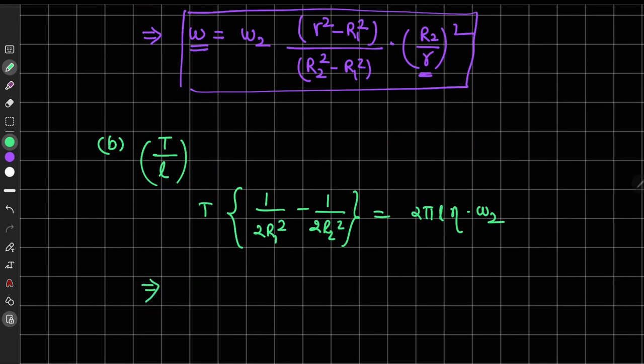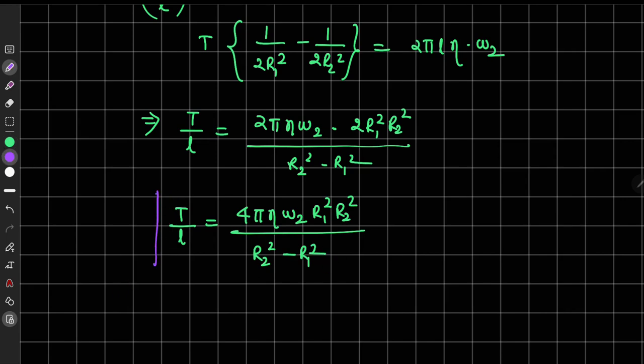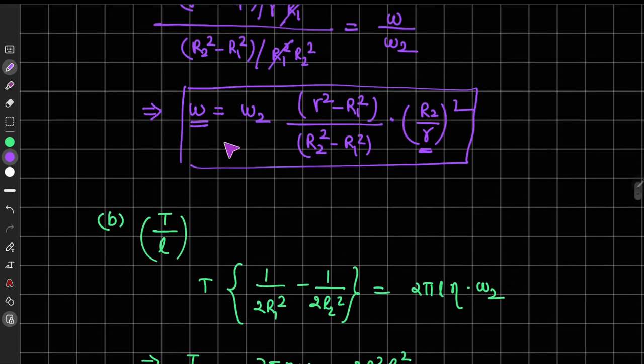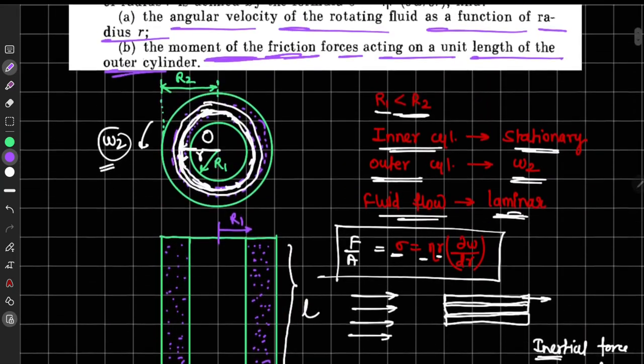So from here we can write T divided by L is equal to 2 pi eta omega 2 times 2 R1 square into R2 square whole divided by R2 square minus R1 square. So we can get T upon L is equal to 4 pi eta omega 2 R1 square into R2 square whole divided by R2 square minus R1 square. So this is the expression of torque per unit length we got, and we have the expression of angular velocity with the radius. I hope the entire procedure is clear. Thank you.